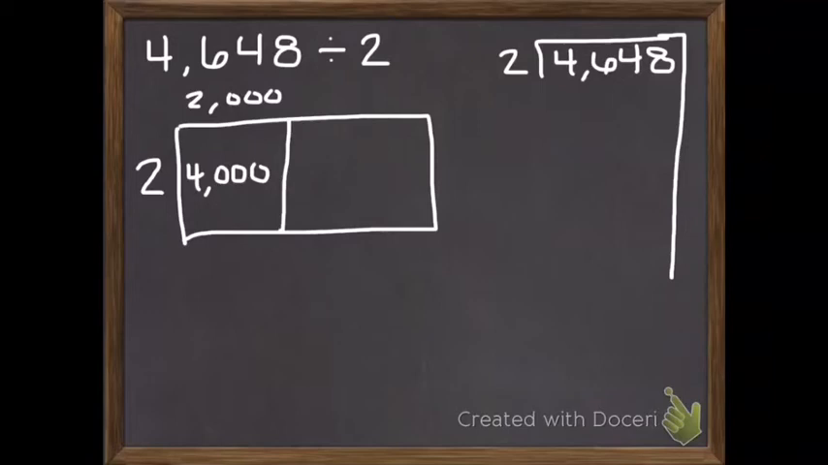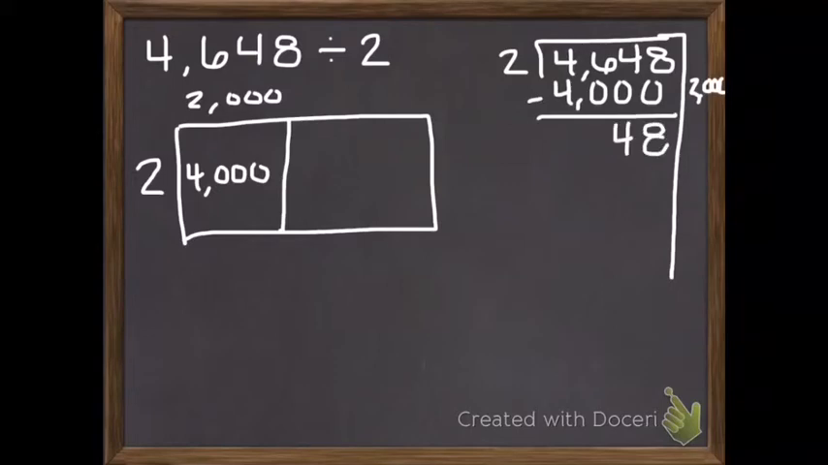Great. So over here what I did was 2 times 2,000 and that was 4,000. And I'm just going to subtract that from my dividend to see how much I have left to divide. 8, 4, 6. I have 648 left. So now I'm thinking 2 times what will get me closest to 648.